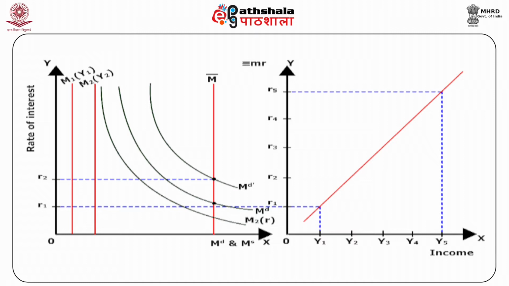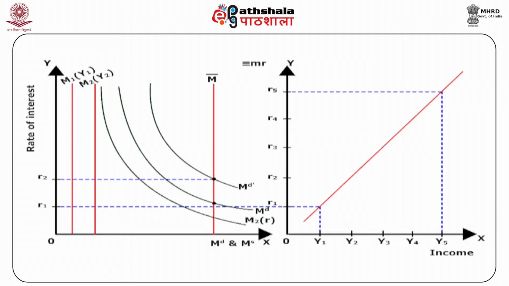Now, what happens in the product market is that the level of income increases from Y1 to Y2. When this happens, then M1, which is transactions and precautionary demand, also increases correspondingly. The M1 increases from M1 Y1 to M1 Y2, and when this happens, the total money demand increases from MD to MD prime, that is, it goes to a higher level. When it goes to a higher level, it intersects with the money supply function M bar such that the new rate of interest is R2.